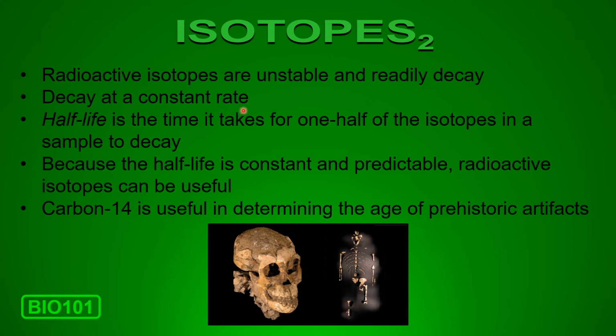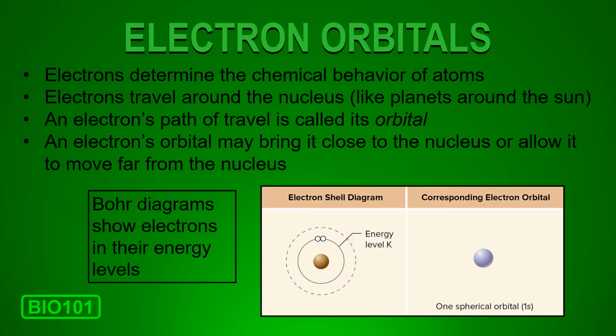They decay at a constant rate, which is measurable, quantifiable, and that's where carbon 14 dating comes in. So we call the decay rate the half-life. So the half-life is the time it takes for 1/2 of the isotopes in a sample to decay. So 1/2 the carbon 14 isotopes in a sample of ancient bone to decay. And because the half-life is constant and predictable, radioactive isotopes are useful in carbon dating, or determining the age of prehistoric artifacts. All right.